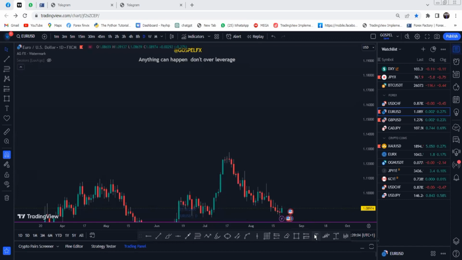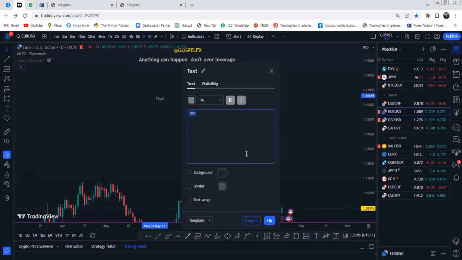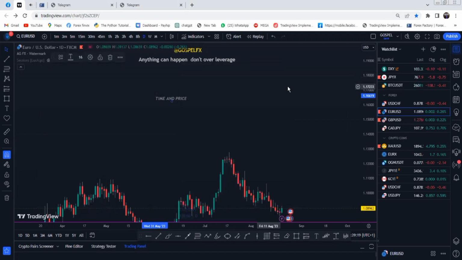The topic we have today is called time and price. This is more practical. We are done with theories. So, what is time and price, or what does time and price mean when it comes to trading?